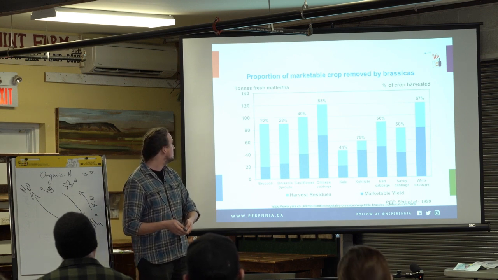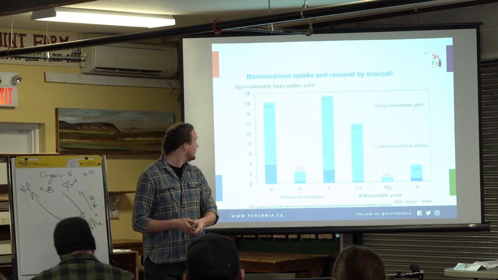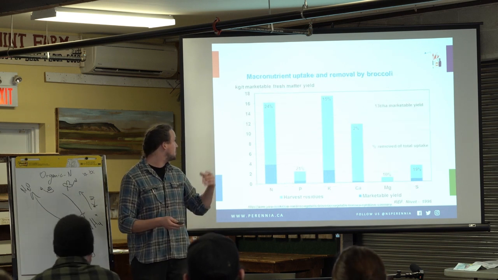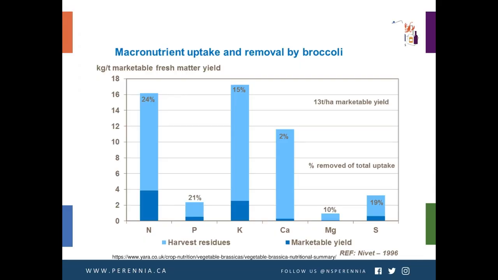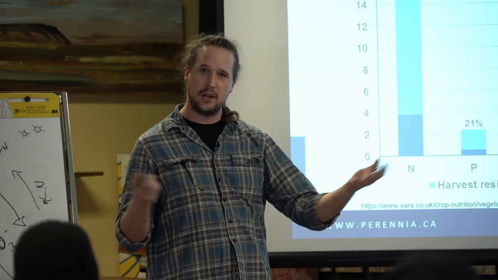Okay, so this is macronutrient uptake. So this is specifically for broccoli. 22% of the minerals are being taken from your field. On a macronutrient scale, what does that mean? So 24% of your nitrogen has been removed from your field, but only 2% of your calcium has been removed from your field. 15% of your potassium. The main thing I want to show with this is just that there's a lot in your system still.